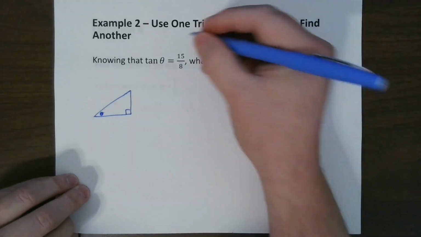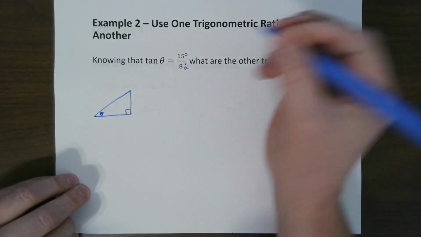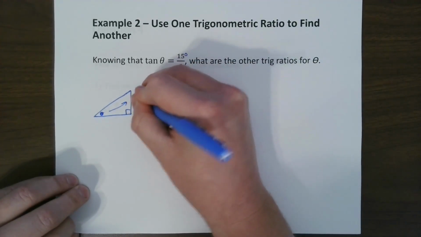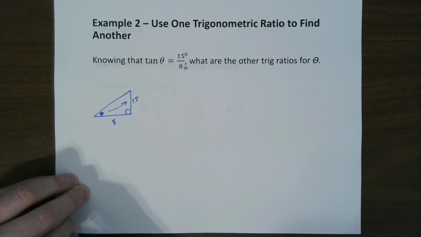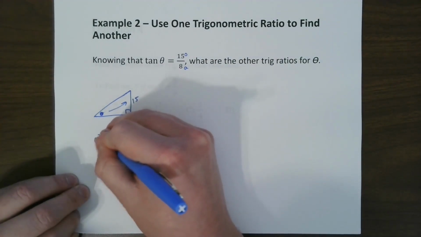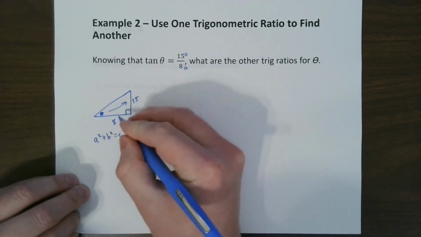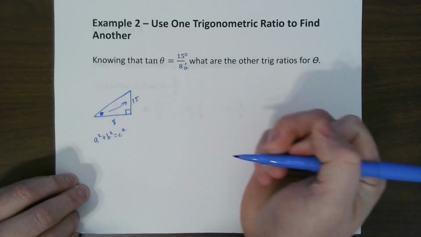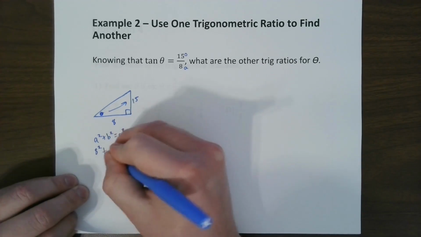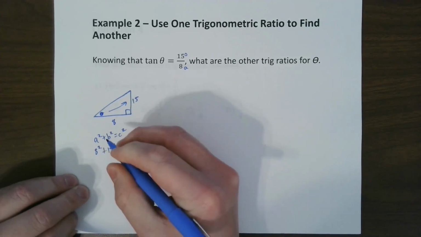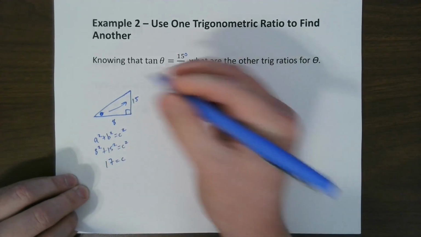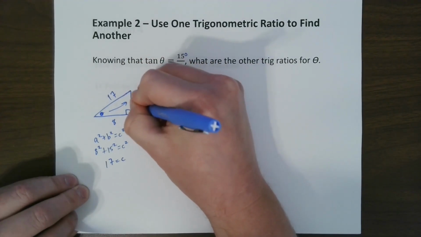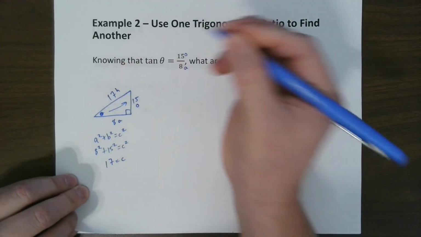So we know tangent is opposite over adjacent. So opposite would be 15, adjacent would be 8. And how do you find this missing side? We'll use the Pythagorean theorem, which is a squared plus b squared equals c squared. These are a and b; c is always your hypotenuse. So we go 8 squared plus 15 squared equals c squared. If you solve this out, you end up with 17 equals c. So that's your hypotenuse.